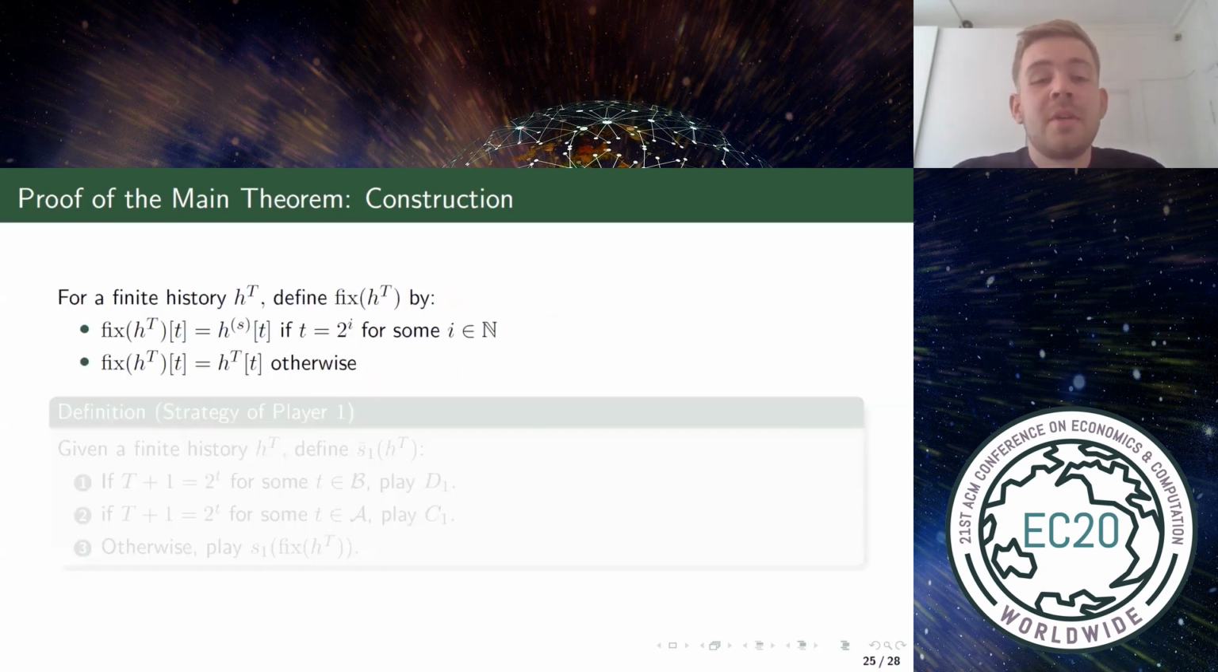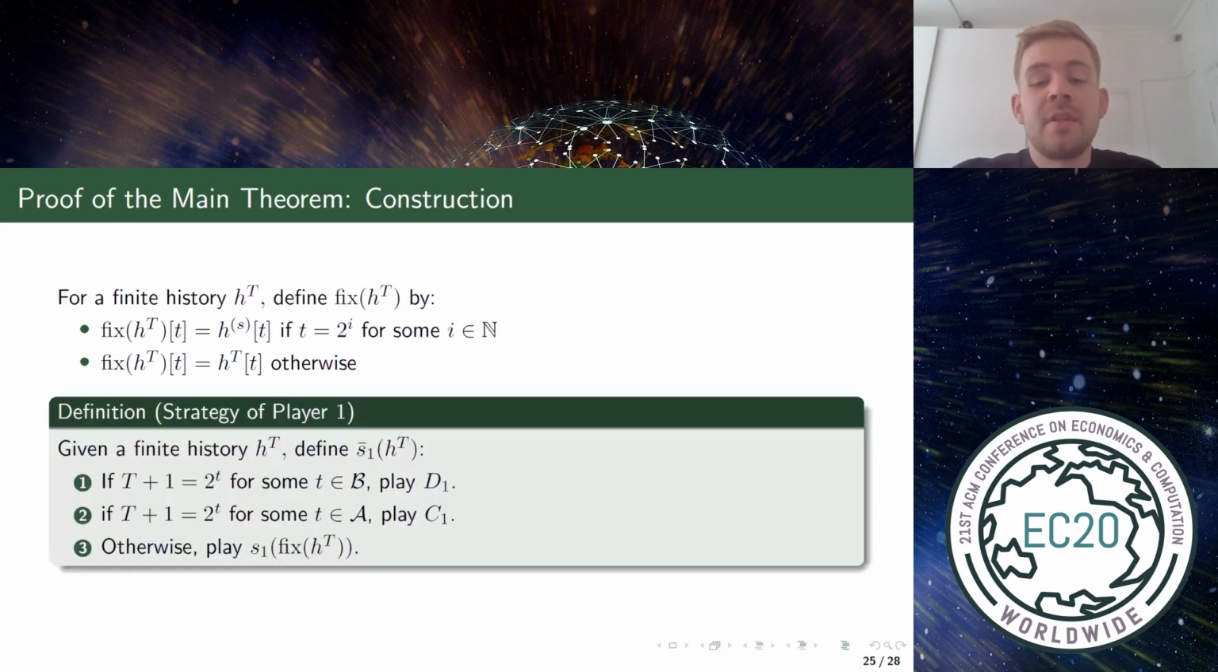What we mean exactly by pretending is that we define a map called fix that for a given history returns the same history with the actual actions of player 1 in test stages replaced by the actions returned by the original strategy S1 from the Folk theorem. Now we can define the strategy of player 1 formally. It is a map that for a given history plays C1 or D1 if the next stage is a test stage, otherwise plays what S1 would play.